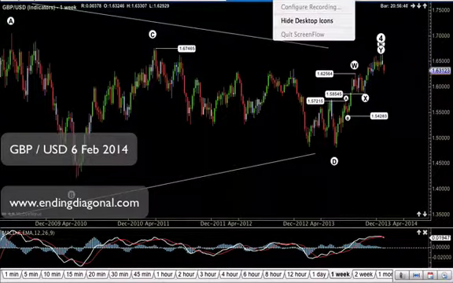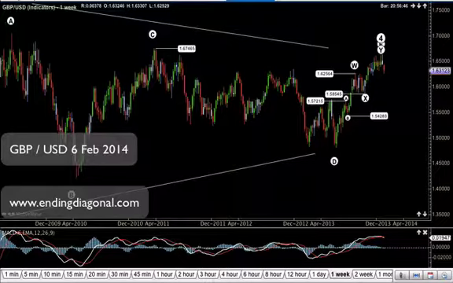Good morning, and today is Thursday, 6th of Feb 2014. We're looking at a trade setup on the pound dollar.